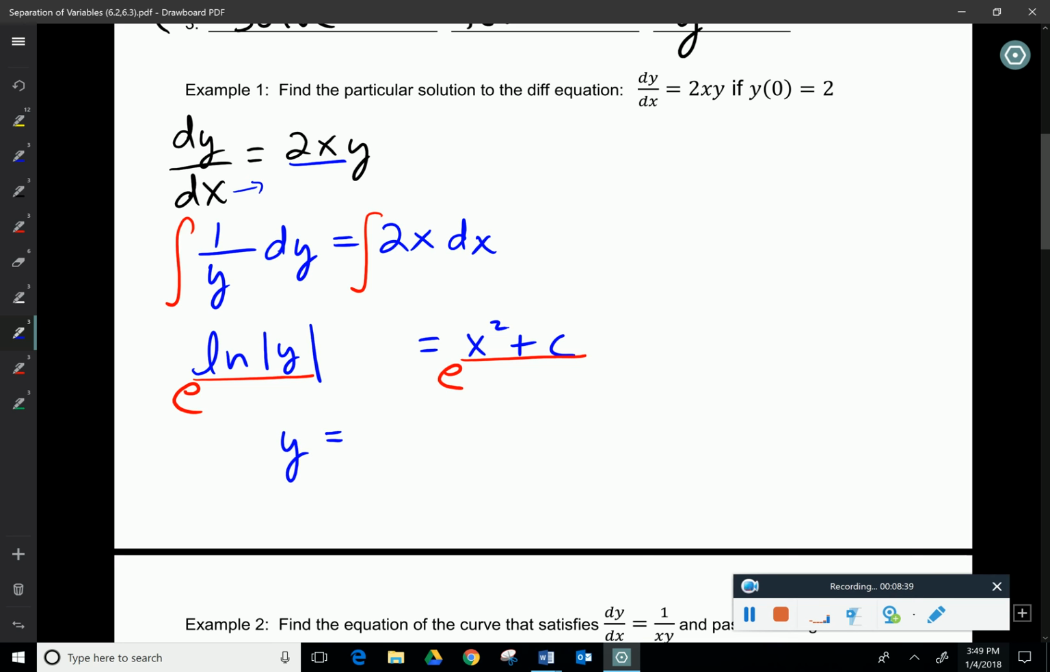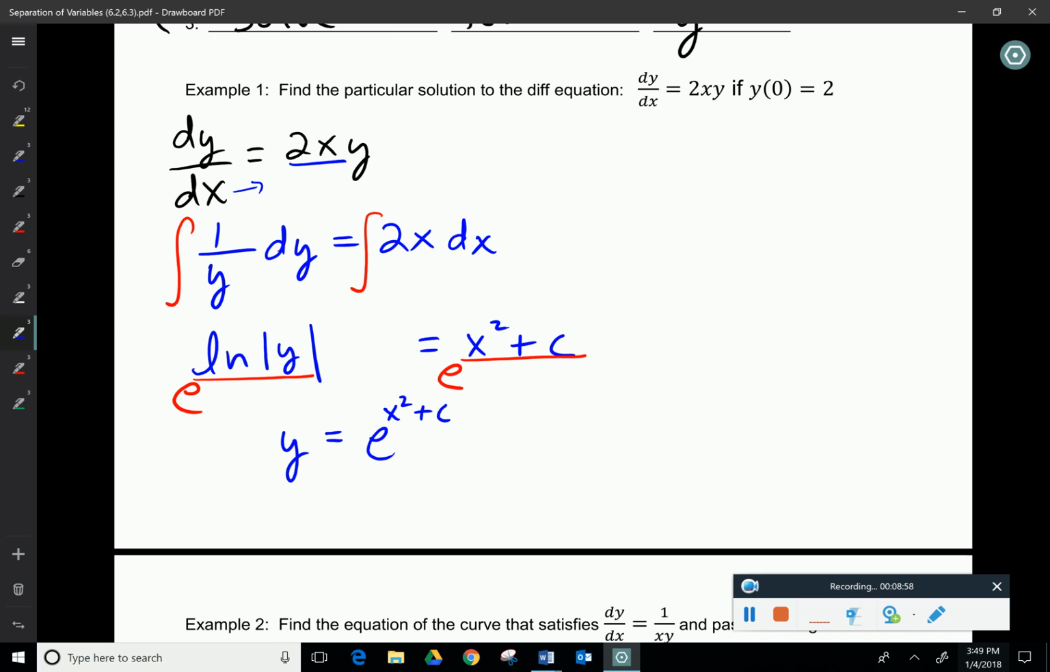Now on the right side, you have e to the x squared plus c. And notice that plus c is in the exponent. Yes, it matters. It's in the exponent. So I have e to the x squared plus c. Now I want to show you something that you're going to want to use quite a bit in these problems.